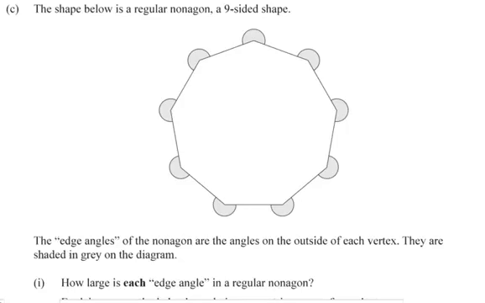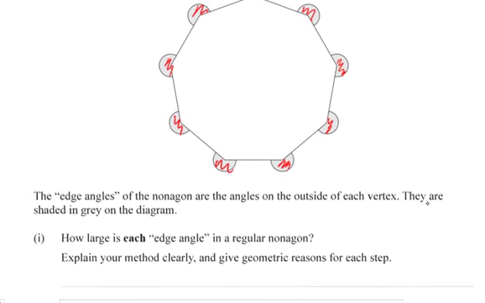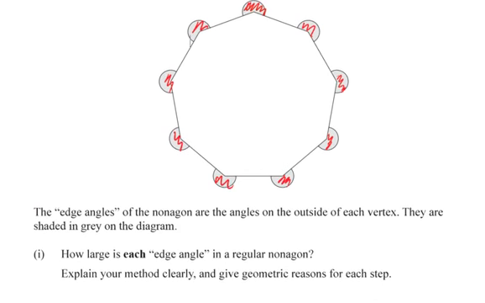Alright, so now we're looking at a nonagon with 9 sides. That's what it's called, a nonagon. The edge angles of the nonagon are angles on the outside of each vertex. They are shaded in grey. The ones that I'm now colouring in red, because red is just that much better than grey. How large is each edge angle in a regular nonagon?